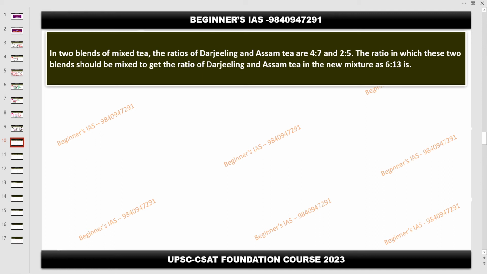This is model number 6. Next is model number 7. Same allegation method. You go either with respect to the Darjeeling or else with the Assam. Surely you will get the same answer.